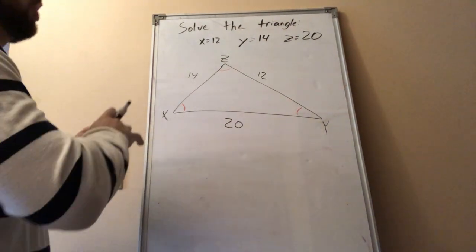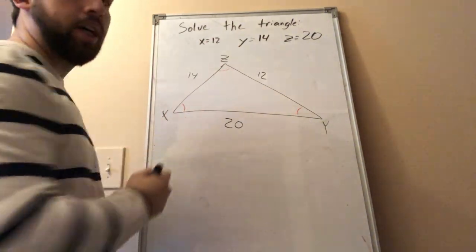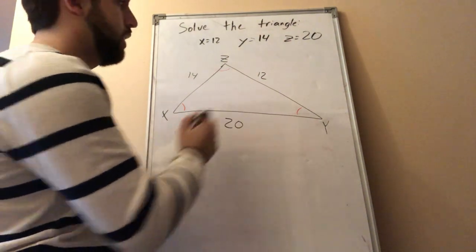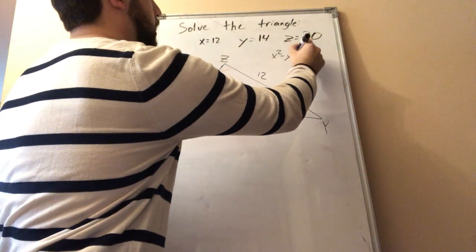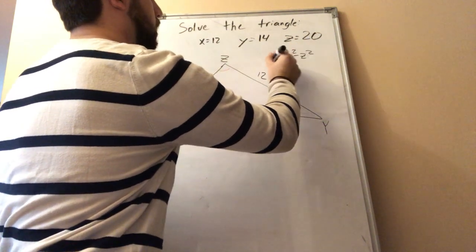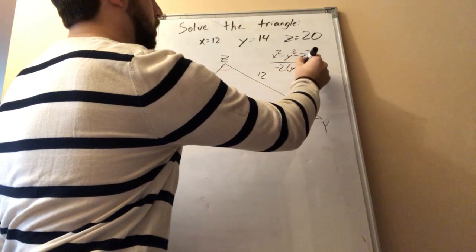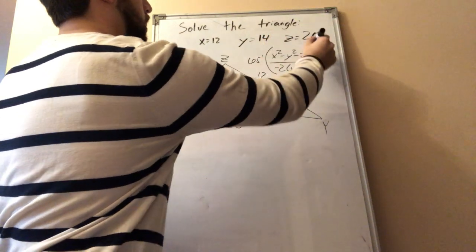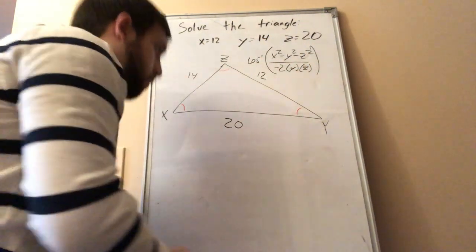And I'm going to jot it down right up here really quick. So let's just start by solving for angle x. So I'm going to set this formula up in terms of solving for angle x. So that would be x squared minus y squared minus z squared divided by negative 2yz, and remember that is cosine inverse of that whole problem. So that is our formula.